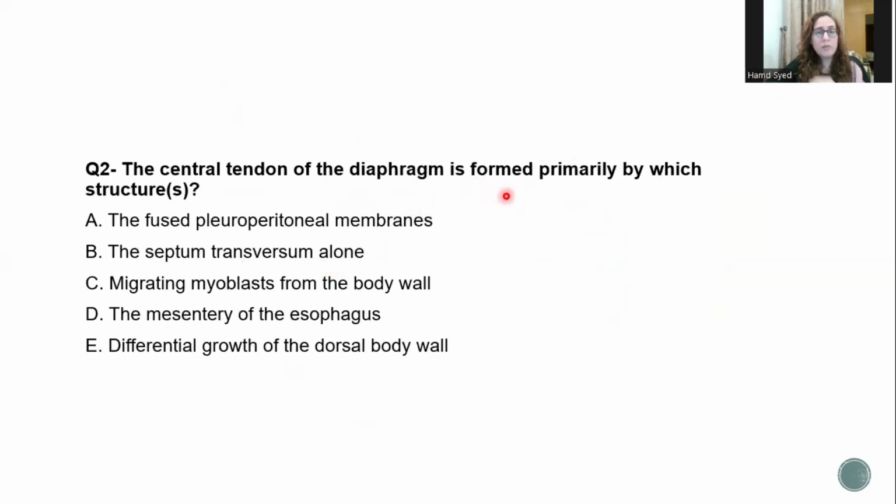The central tendon of the diaphragm is formed primarily by which structure? So that is the pleuroperitoneal membranes. The fused pleuroperitoneal membranes, remember, form the central tendon of the diaphragm.